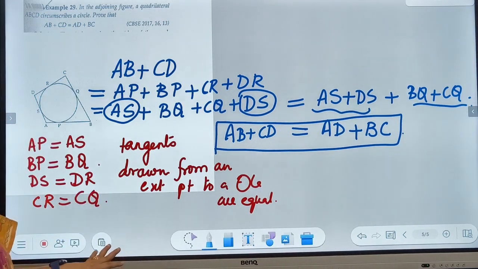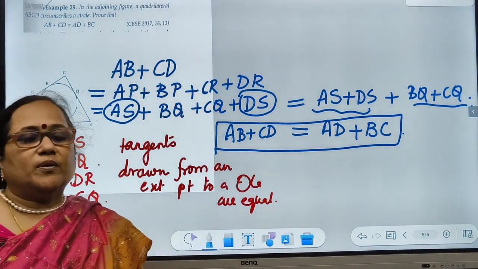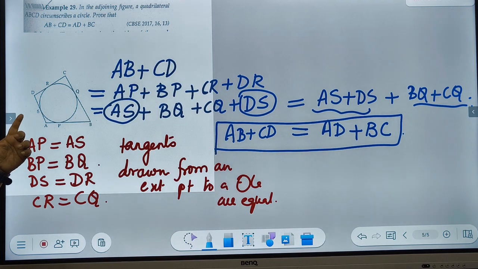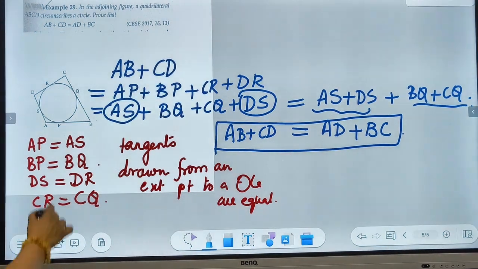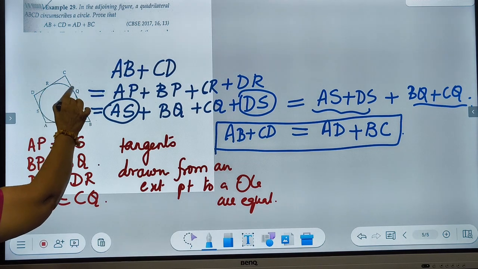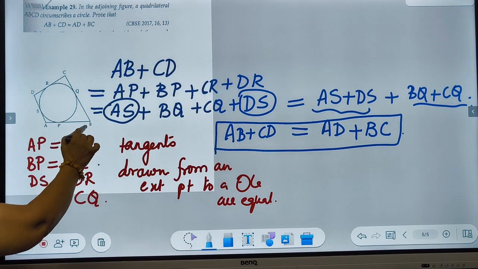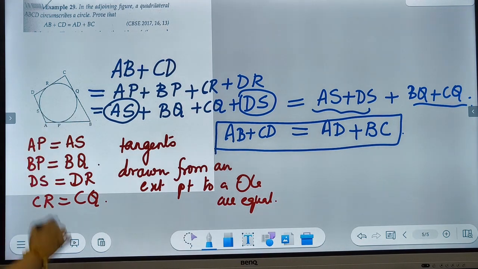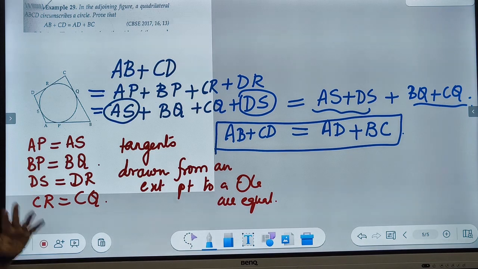So this is again an example of a problem where we have used the same theorem, that the tangents drawn from an external point to a circle are equal. Sometimes the figure may not be given. So in that case, you must understand the meaning of a quadrilateral circumscribing a circle. Okay. So look at the figure. The circle is touching the sides of a quadrilateral at one point. So the sides of the quadrilateral will be touching the circle at P, Q, R, S. The points are PQRS. It is given in the problem itself. The figure is here.